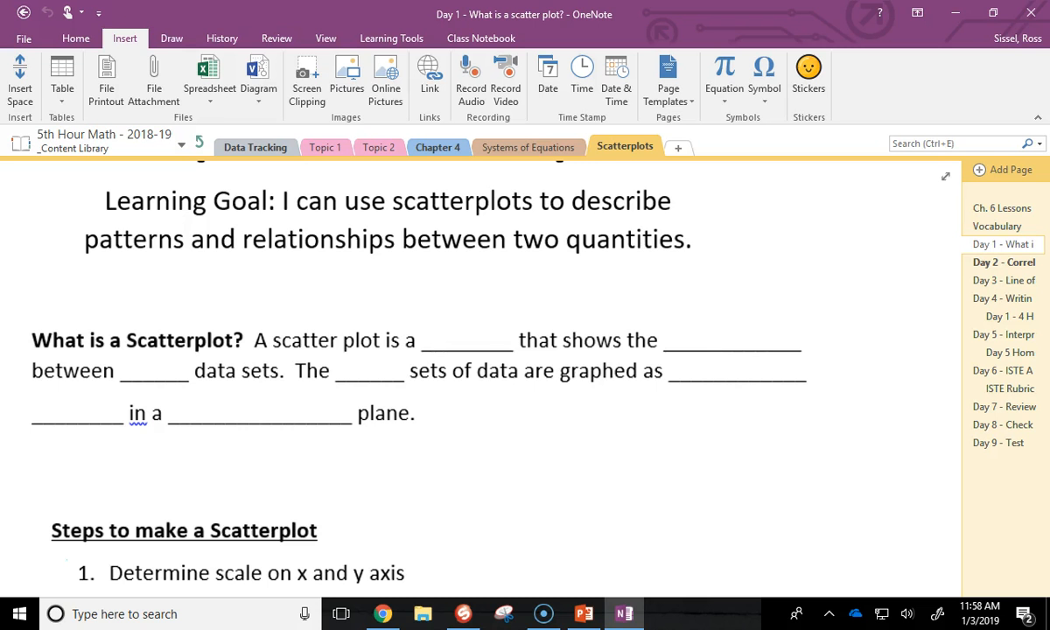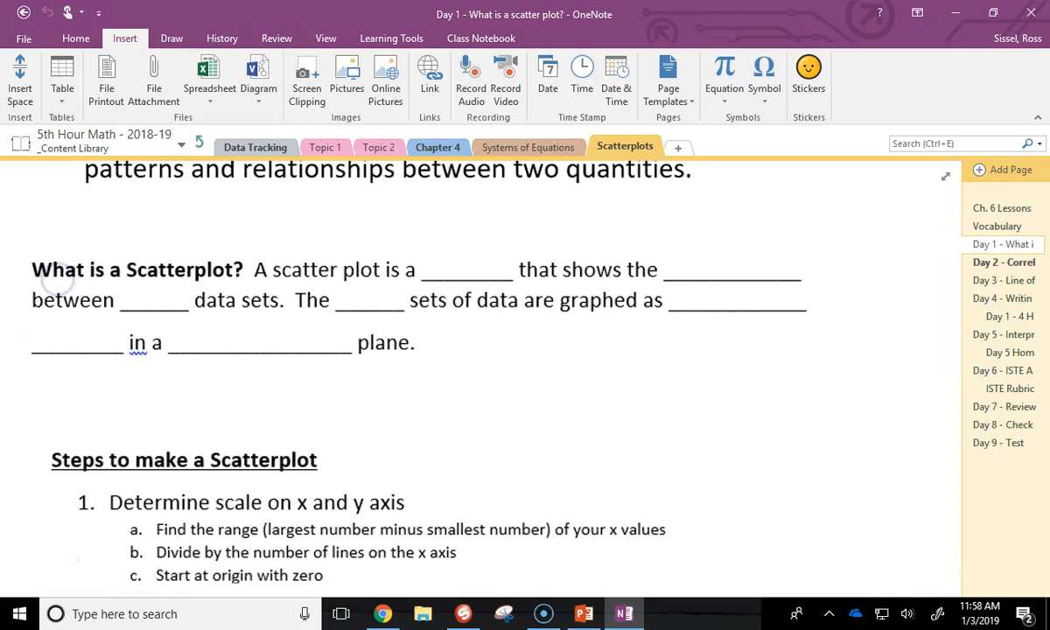So open up your pamphlet, your little foldable. Open up the first orange page, and it should look something like this that says, what is a scatterplot? And we're going to fill part of this in together.